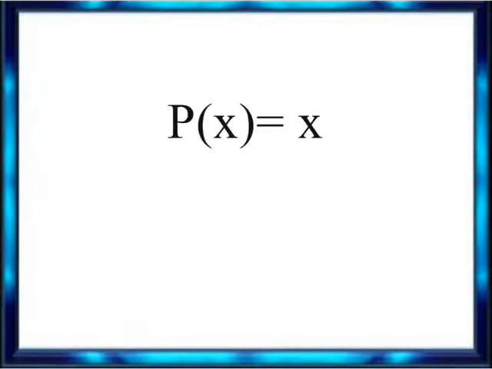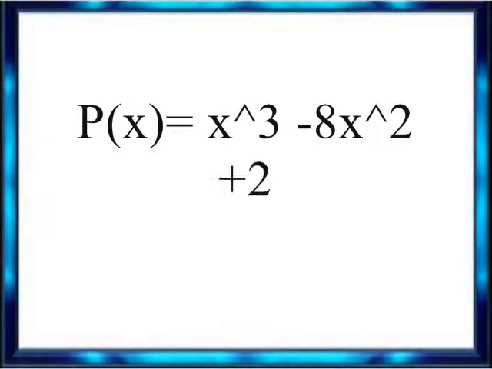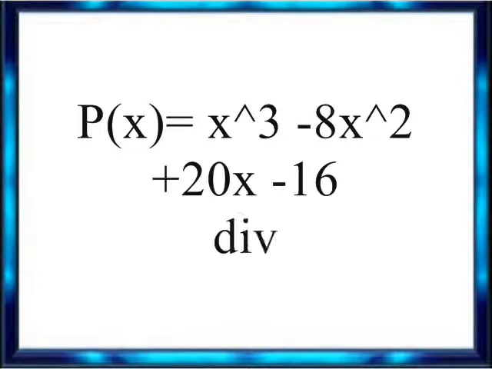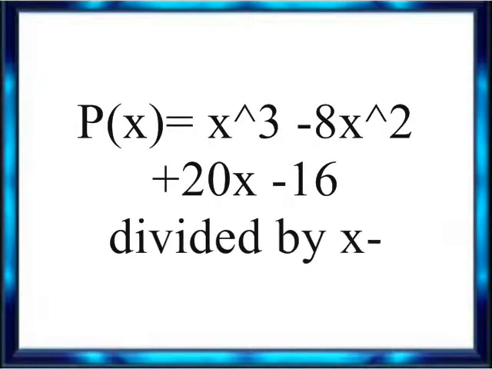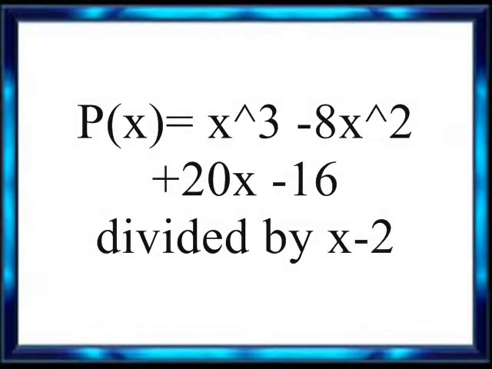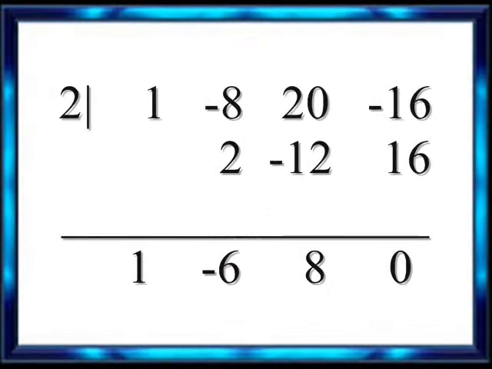For example, the given is P of x equals x cubed minus 8x squared plus 20x minus 16, divided by the quantity of x minus 2. First, you need to copy the numerical coefficient of all terms. 1 is the first number, so it should be brought down and multiplied by 2. The answer is 2. 2 should then be placed under negative 8.